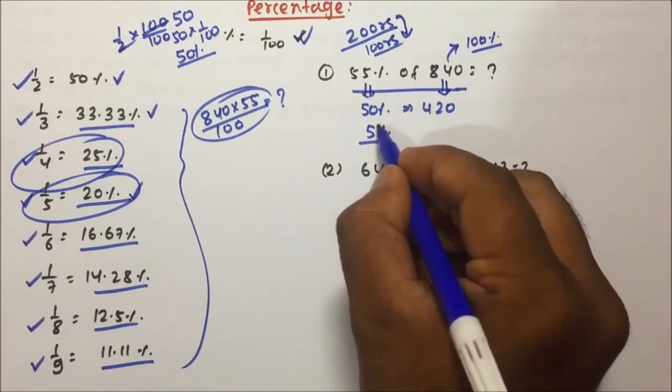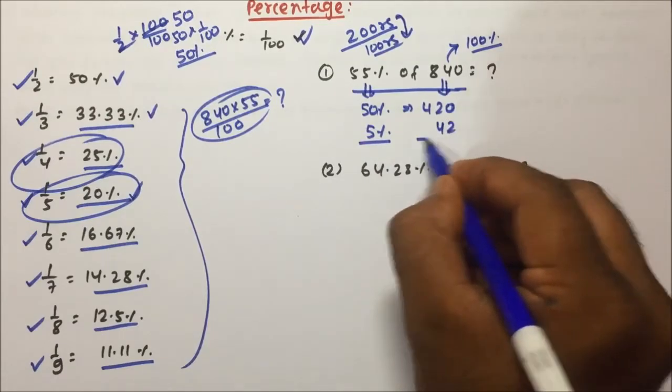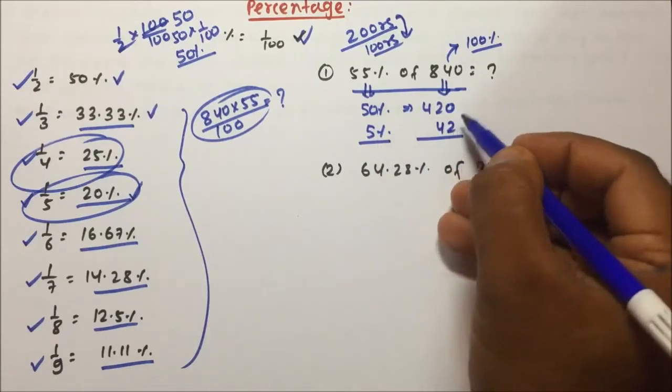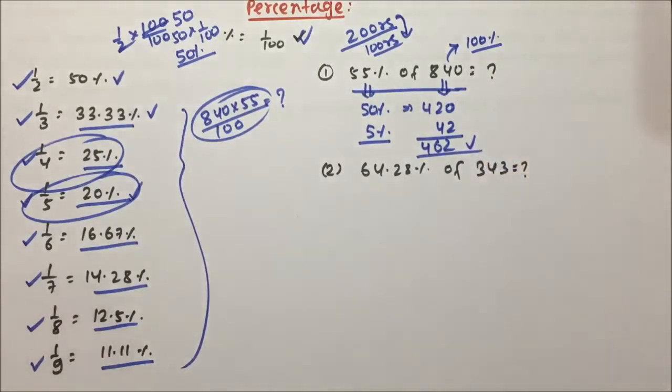And what about 5%? So you can see it is 10 times less. So again you do 10 times less from here. 10 times less means nothing but divided by 10. So this will be 462. You know, by just doing something simple, you will be able to get the percentage of that. So this is as easy as you can find percentage in mathematics.